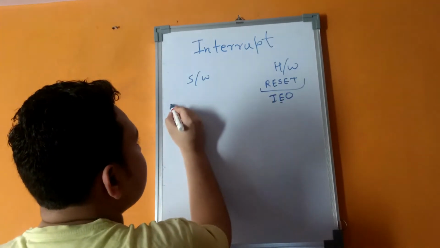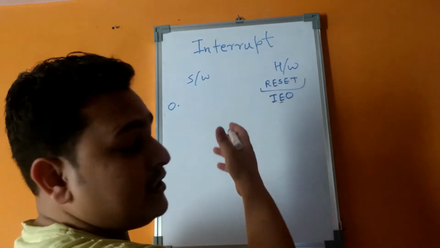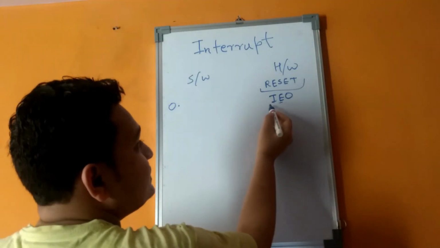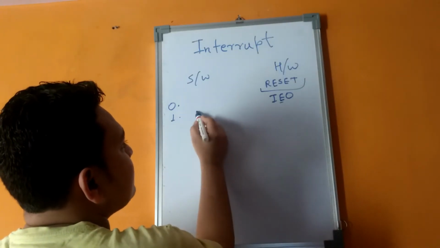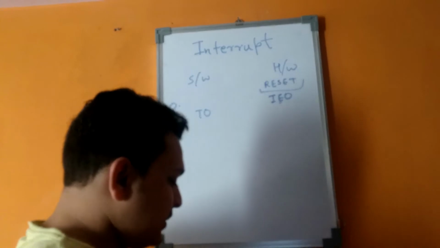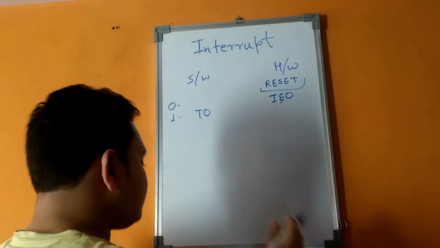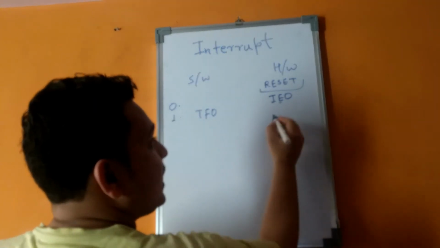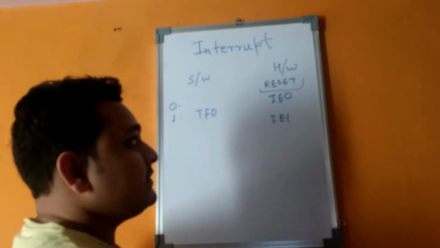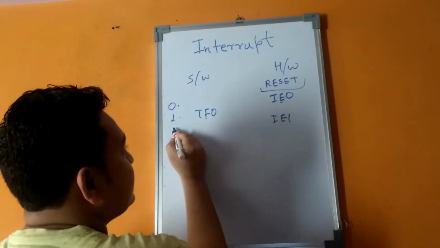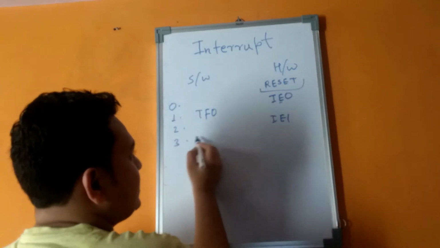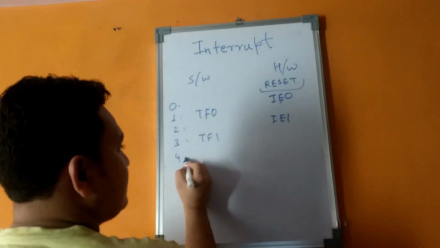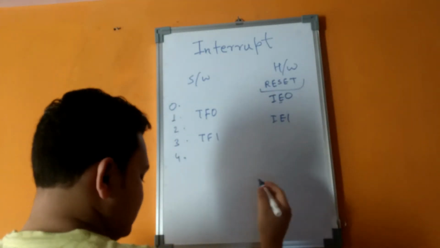We'll name it as 0. There is a reason why I am naming it 0. I will tell you. And then timer 0, which is a software interrupt. So this is the timer 0 interrupt. Then comes your IE1. IE1 is again the hardware interrupt. This is external interrupt. The name is 2. And then again comes the TF1, which is the timer 1. And then the last interrupt is a serial interrupt.